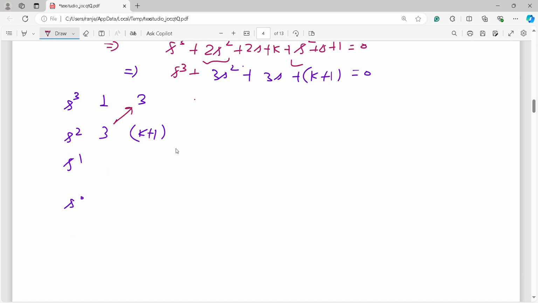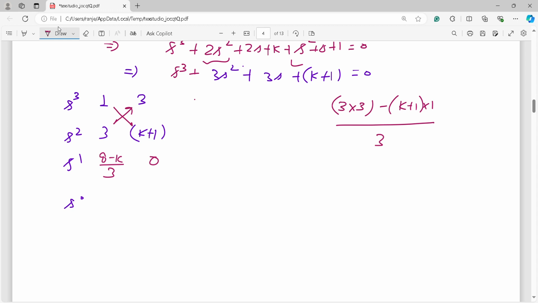Multiply this, then divide: 3 into 3 minus k plus 1 into 1, divided by 3. So k plus 1 into 1. So you will get finally 9 minus k plus minus 1, you will get 8 minus k by 3, and this is finally 0.